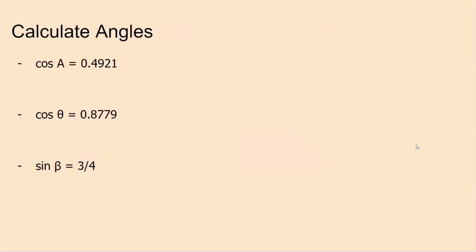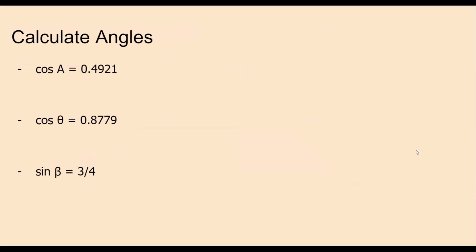So now we're going to calculate some even more angles, except this time the trig ratio has already been given to us. So all we have to do is just input the numbers into the calculator. We're going to go second cosine. Remember, we always have to use the inverse when we're looking for the angle. Equal to 0.4921. This is equal to 60.5 degrees. So let's just round it up to 61 degrees.